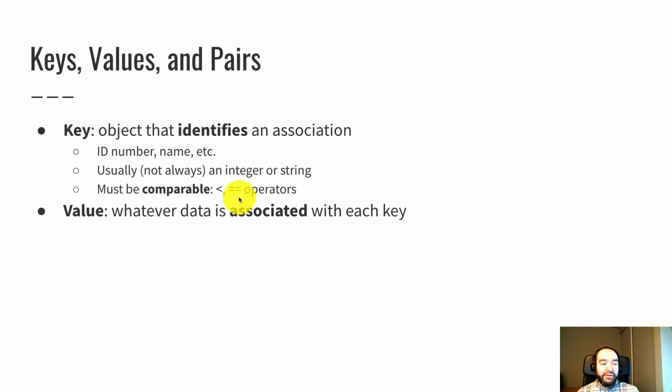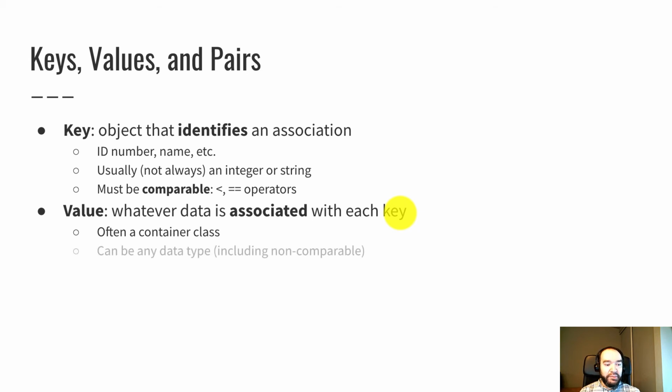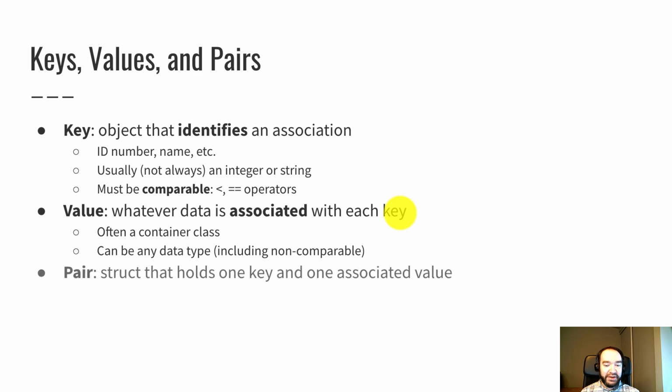The value associated with a key is whatever data is associated with that, and it's often a container class. So you might have a map that maps a username string to a class that has a lot of data members representing that user in a web application. But it can be any type, and values don't need to be comparable. So basically any data type in your programming language can work as a value. That's just information that is associated with a key. We don't use it internally in any data structure operations.